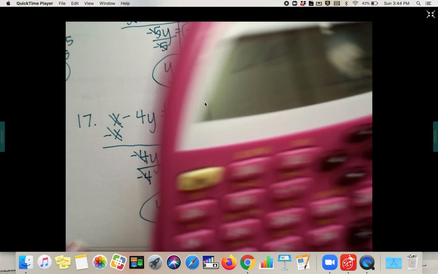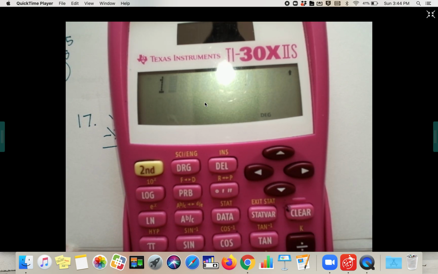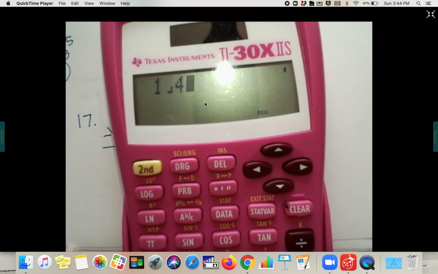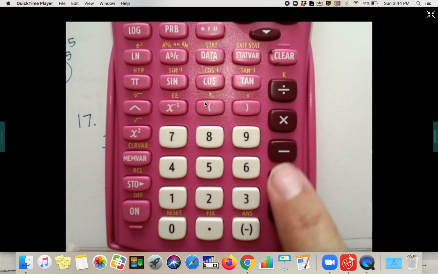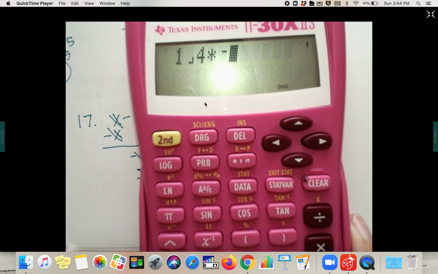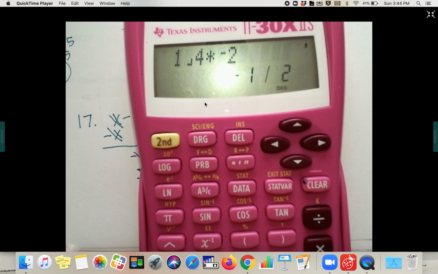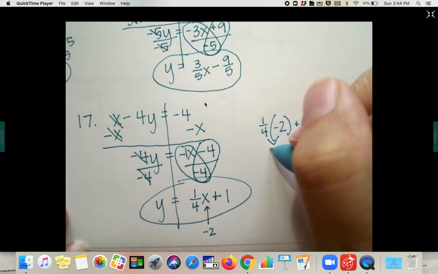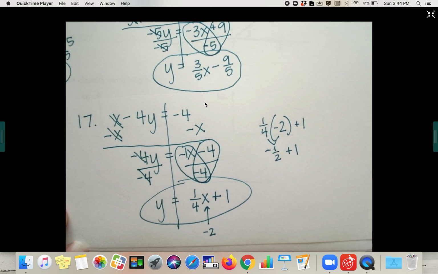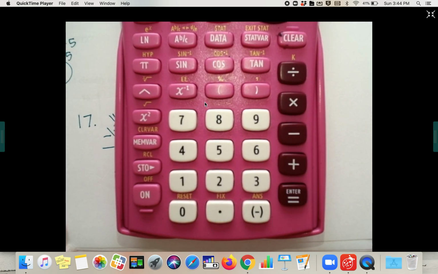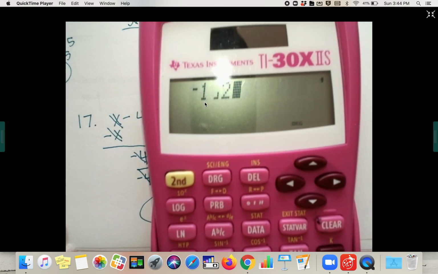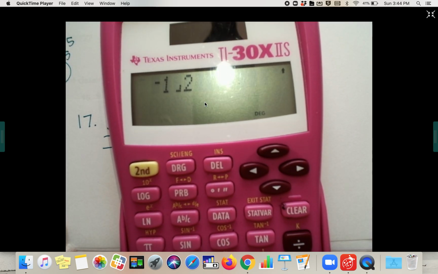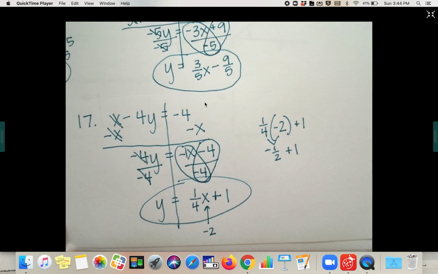All right, 1/4 times -2. Press 1 ABC, if you have a fraction button, 4, times negative. My negative is down here. Don't push minus. It won't calculate the same way. It has to be negative down here. -2 equals -1/2. So we've got -1/2 plus 1. All right, let's put that in your calculator. Again, negative is down here. Half is 1 ABC 2. Okay, so that's -1/2 plus 1 equals +1/2. So the first answer is +1/2.